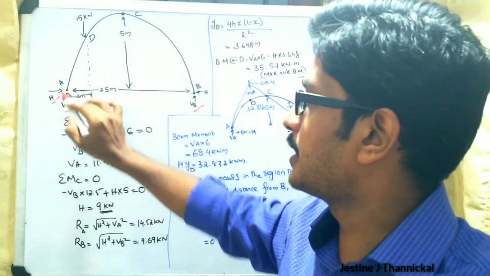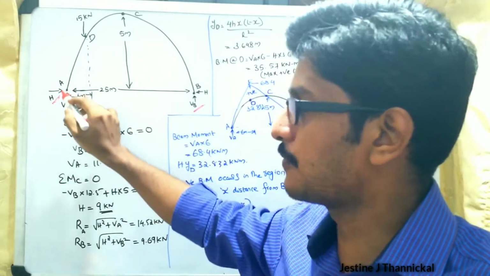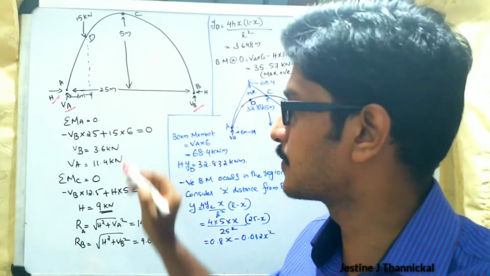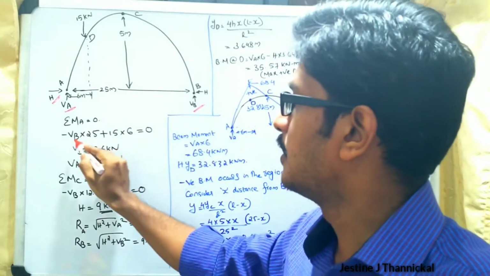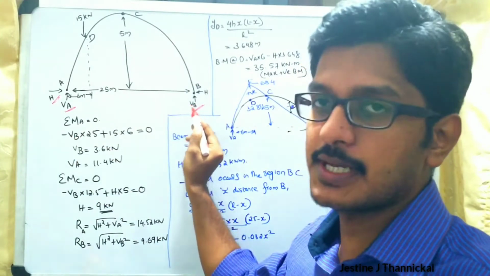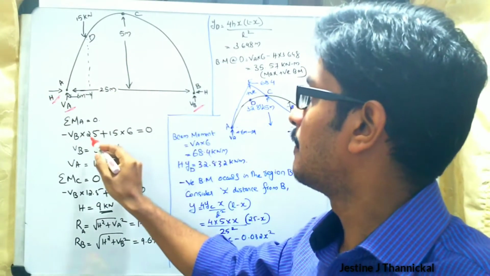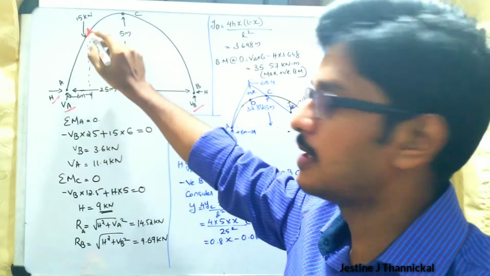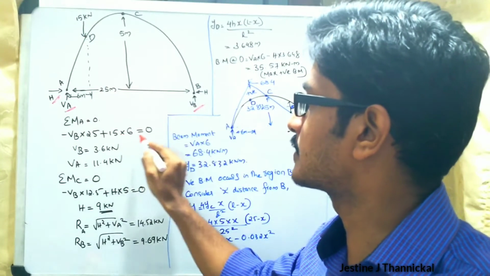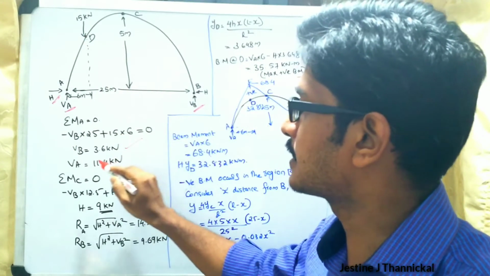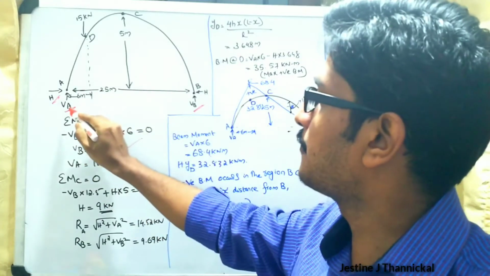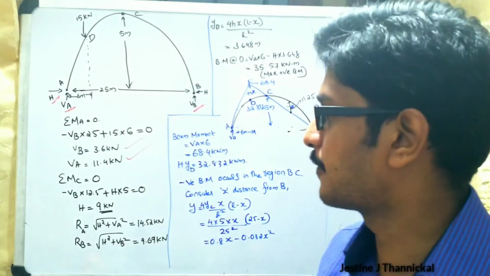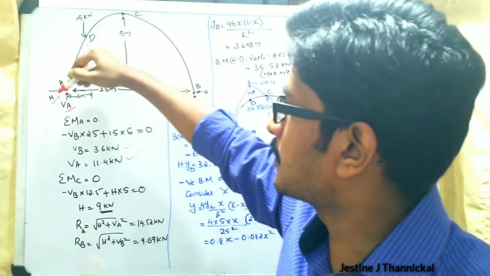If you take sigma MA equal to 0, we already know that both sigma MA and sigma MB equal 0. So taking MA equal to 0, here minus VB, which is in the anti-clockwise direction, multiplied by the span 25, plus this 15 load acting in the clockwise direction, 15 into 6, finally you will get VB equal to 3.6. After getting VB, VA plus VB equal to 15, and finally you will get VA equal to 11.4.